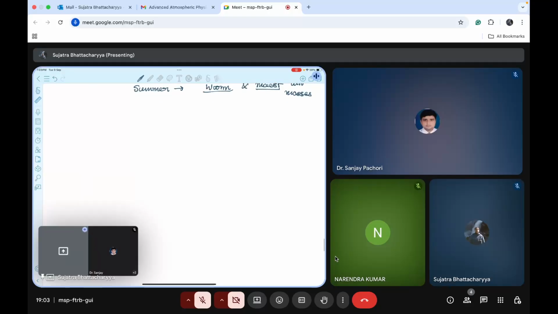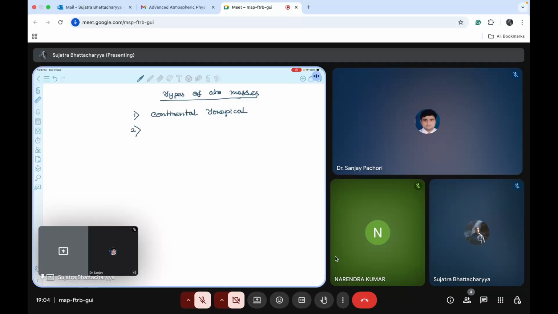Okay. Now next, there are different types of air mass. So, types of air masses. Okay. So one is continental tropical. Let me list it down and then I will discuss. Second is continental polar. Third is continental arctic.